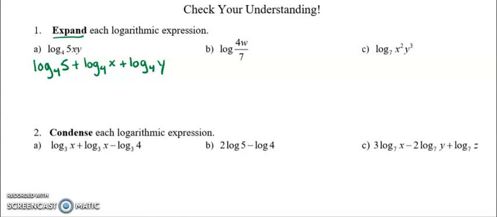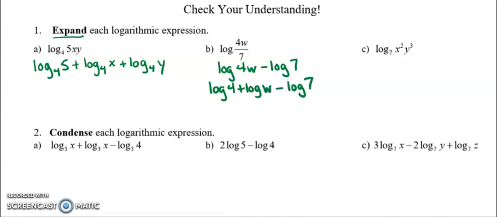If we look at B, we have both multiplication, the 4 times the w, and we have the division. Let's tackle the division first. So we'll have the log of 4w minus the log of 7. Notice there's no base written there, so it's the common log, base 10. And then we're going to separate the multiplication using addition. So we'll have the log of 4 plus the log of w minus the log of 7.